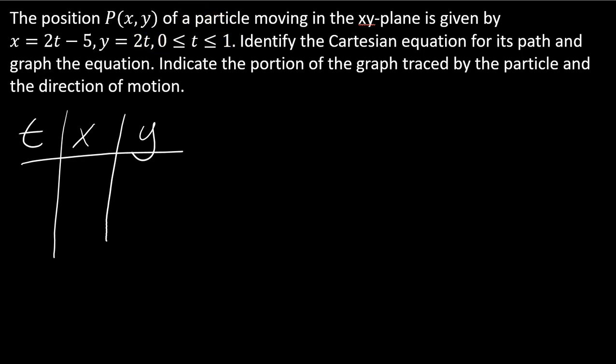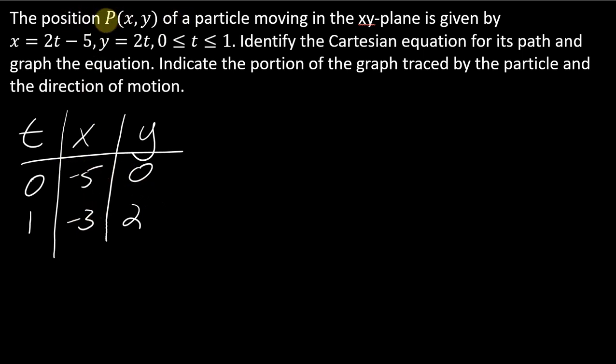So I'm just going to set up 0 and 1. If I plug in 0, I get negative 5 and 0. And if I plug in 1, I get negative 3 and 2. So this is going to help me identify my start and stop on this graph and also the direction of motion. Now, if you feel like you need more points, that's totally fine. But in this particular example, I know how this is going to work out, so I know I'm going to be fine with 2 points.